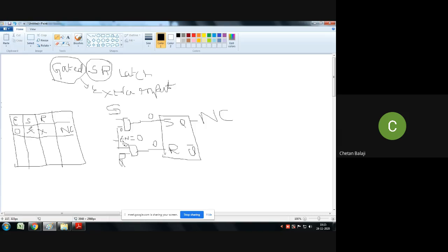Okay, so if enable equals 0, irrespective of this, your output will be 0. This is important. Okay, this is very important.